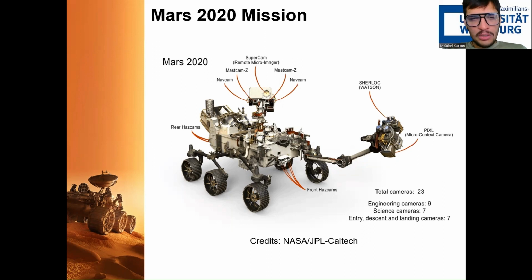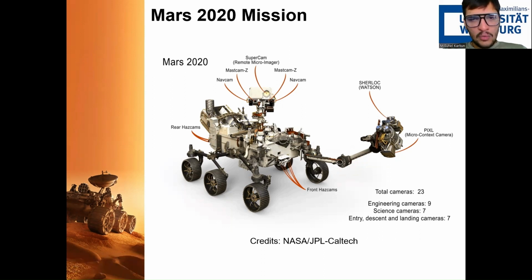This rover has in total 23 cameras, out of which 9 cameras have been used for engineering purposes, 7 cameras have been used for science, research and analysis purposes, and the remaining 7 cameras are used for entry, descent and landing purposes. Here in this image, we can see that in the front and rear position, at the bottom we have hazard cameras. On top, here we have navigation and mast cameras.